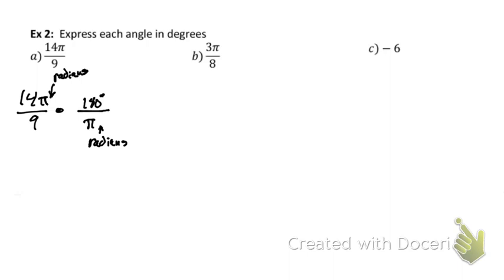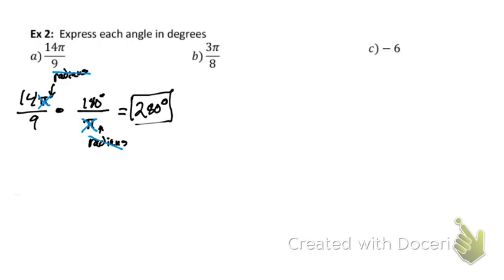Another way to think about dimensional analysis, what we want to come out, we're going to put on the top when we're talking about degrees or radians. So I want degrees out, so I'm going to put that 180 degrees on top. Once again, our radians would cancel out just like our degrees did, and so will our pi. And we're just going to be left with 14 over 9 times 180, which is going to equal 280 degrees.